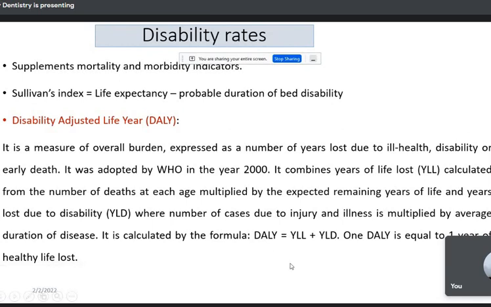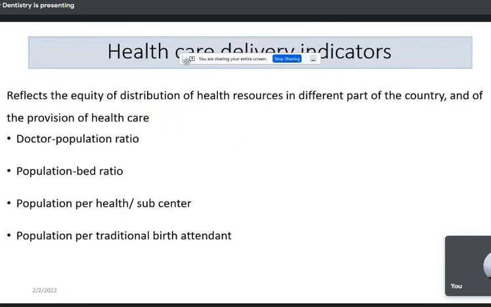So this is DALY. One DALY is equal to 1 year of life lost. This is important from the MCQ point of view.